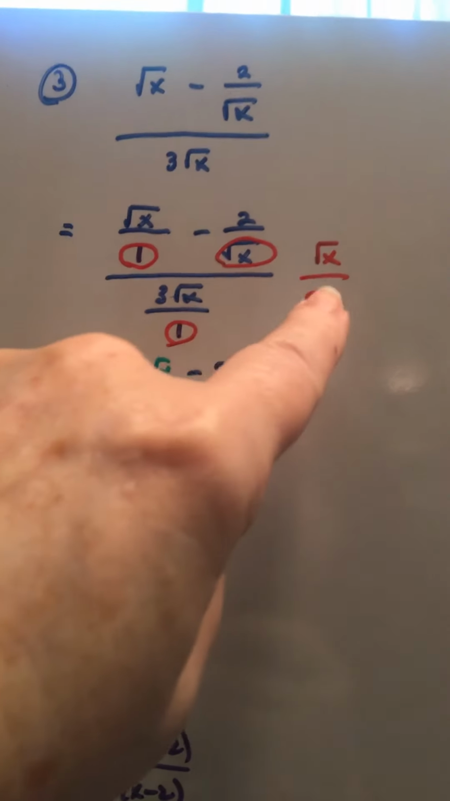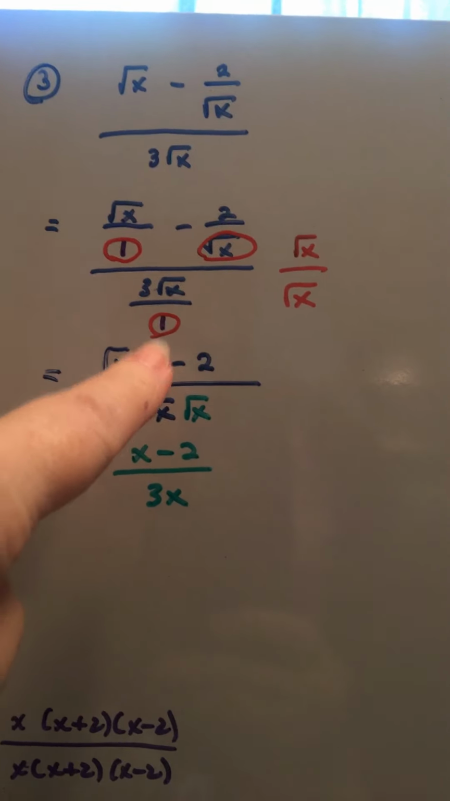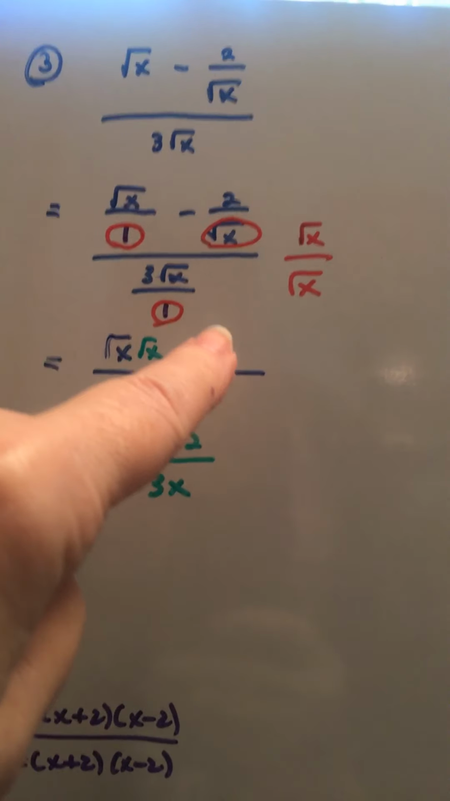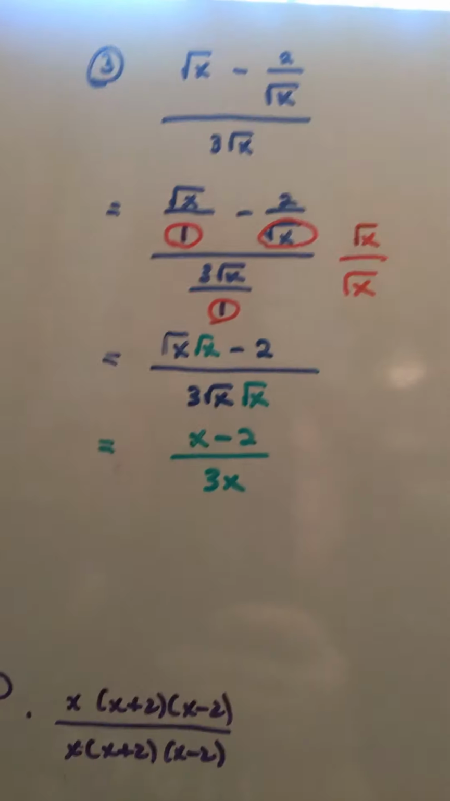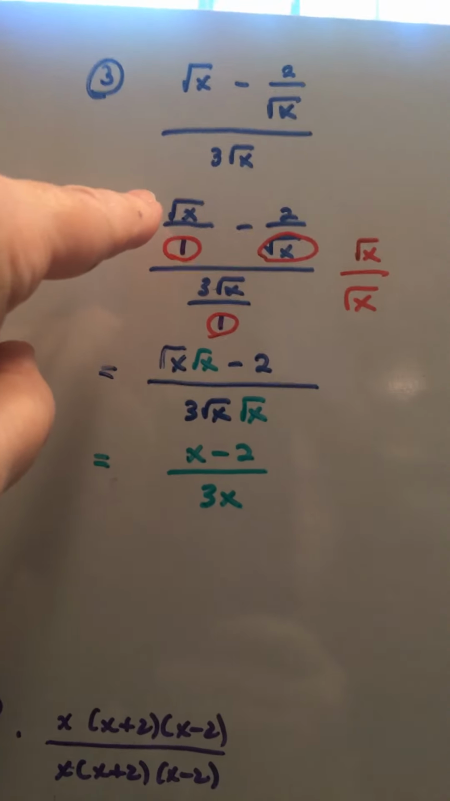My common denominator is square root x. What does square root x need? Another square root x. What does this square root x need? Nothing. It just becomes 1. What does this 3 root x need? A root x.